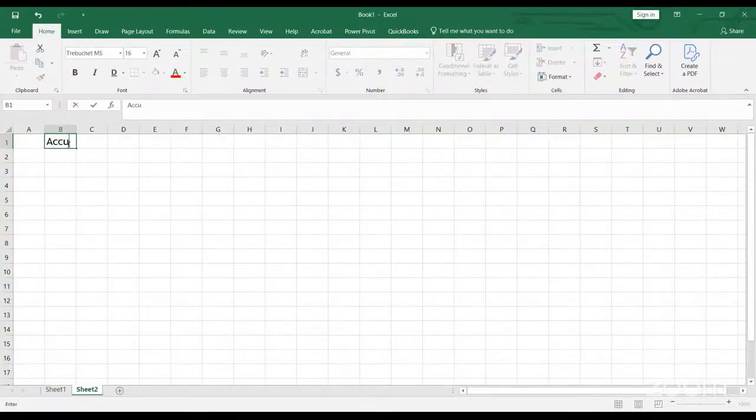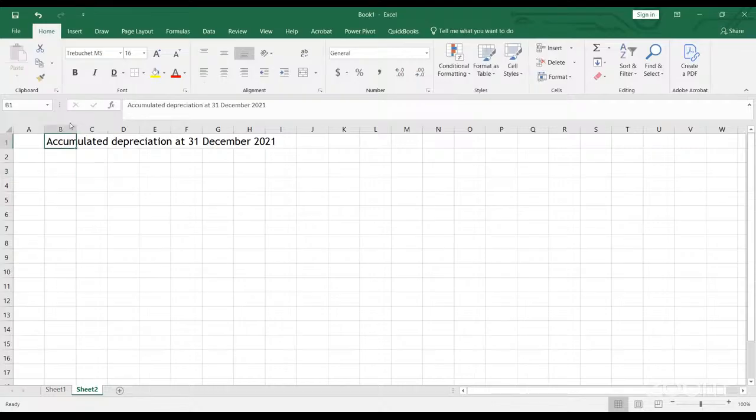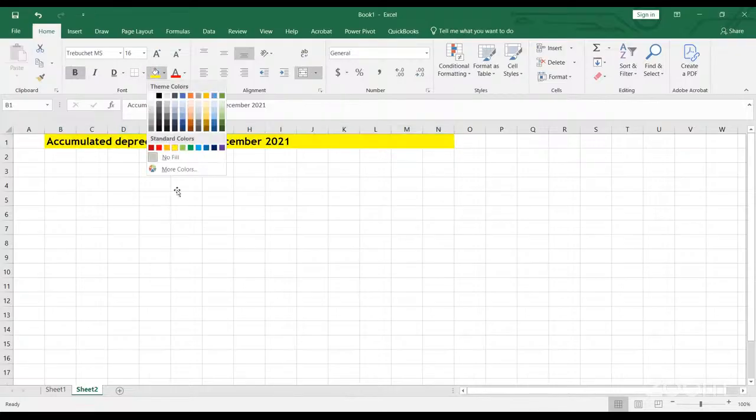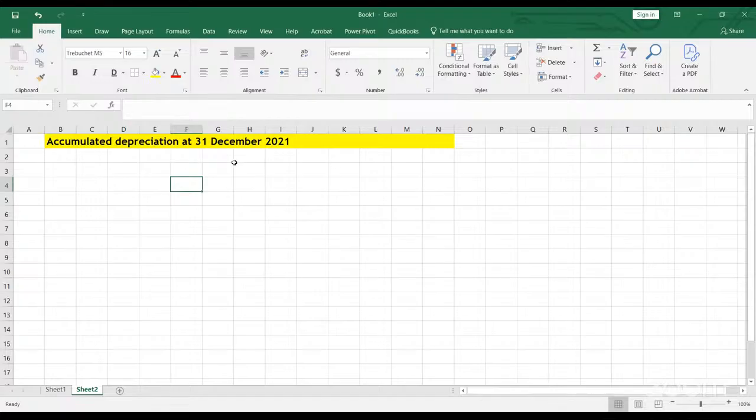So accumulated depreciation at 31st December 2021. Let me just compute from here. Hope my working is clear for the depreciation. Let me compute from somewhere here. Do you see the working for depreciation, where I'm doing the depreciation from?